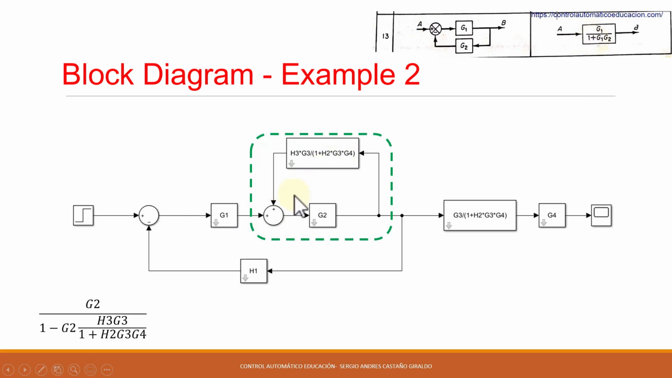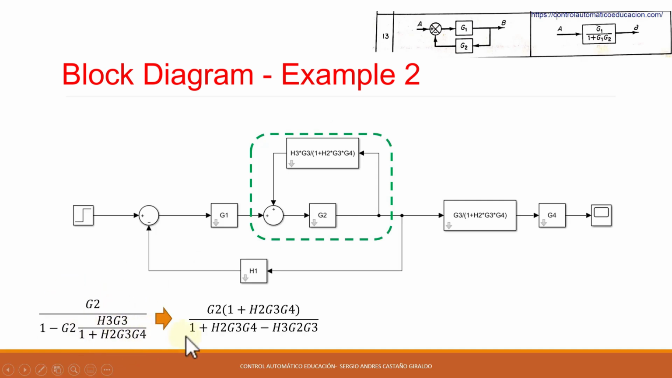When we do that, we see that this is the direct loop. So in this case, it's this G2 divided by the feedback, which would be 1 minus, because here I have 2 plus signs, a direct loop, which in this case is G2 times the feedback loop, which is all of this. So multiplied by H2 G3 G4 over 1 plus H2 G3 G4.